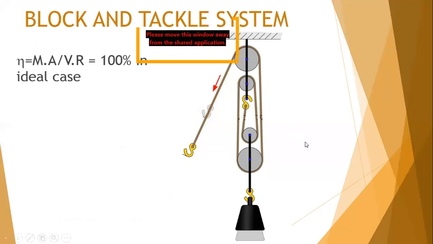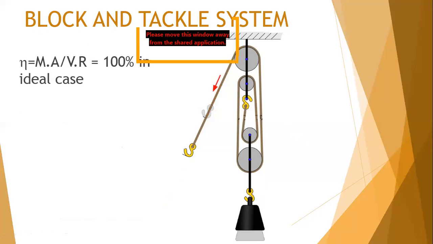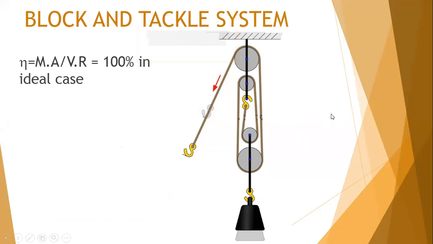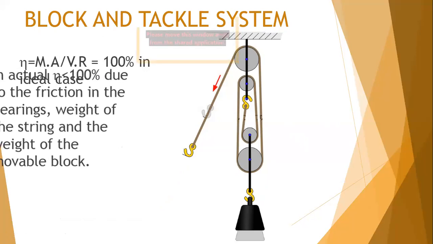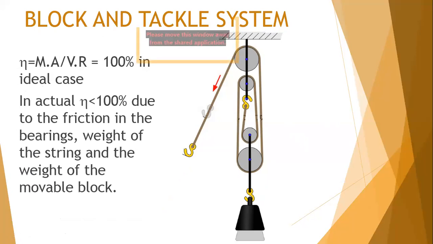So efficiency is what? Efficiency is MA upon VR. Assume the MA is 4. So what is the VR? VR is also 4. So MA and VR both are 4. MA divided by VR, 4 divided by 4 is 1, into 100 is 100%. So in the ideal case, MA is the same as VR, so the efficiency is 100%. But in actual, the efficiency of the machine will be less than 100%.